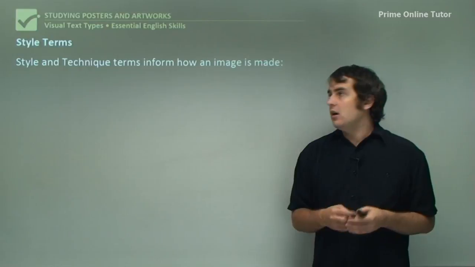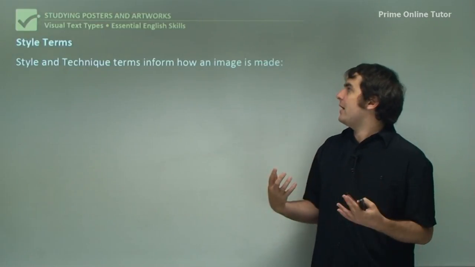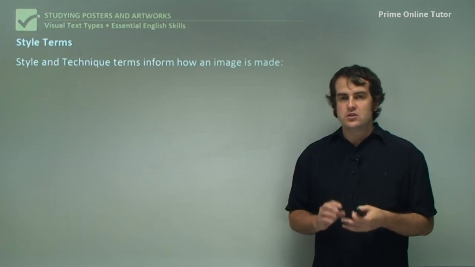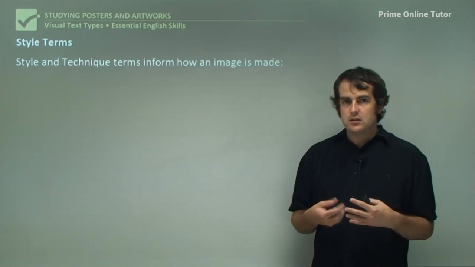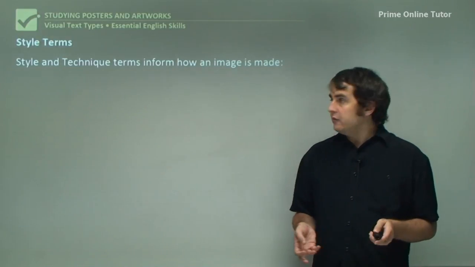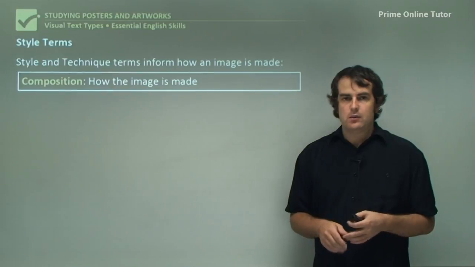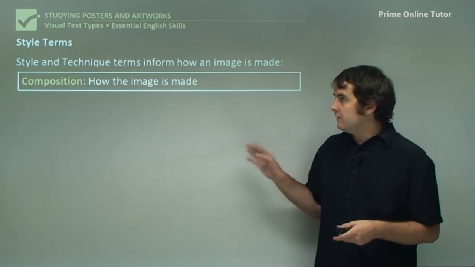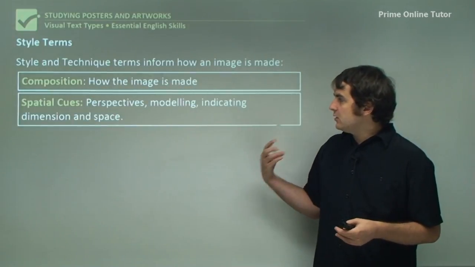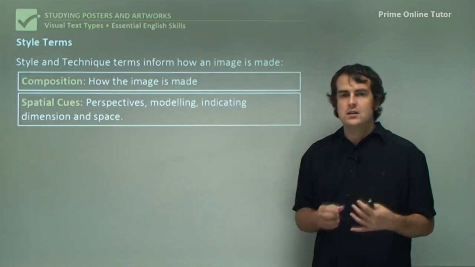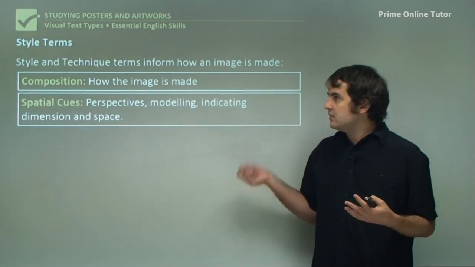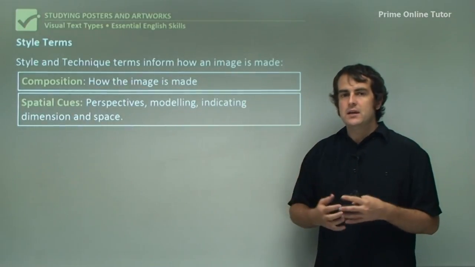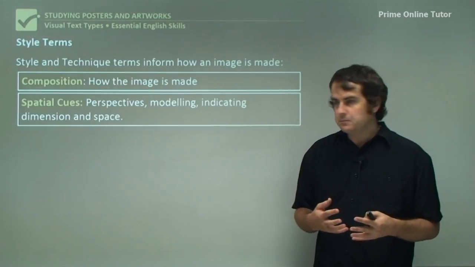Okay, let's move on to style terms. Style and technique terms basically inform how an image is made. It's about the image itself, how the artist has constructed it, how it's been made up, what it's made up of. So composition to start with, how it's made. It could simply be a drawing, it could be something digital, it could be anything like that. Spatial cues, so basically your perspectives, modeling, things that indicate dimension and space. This is a style and technique feature because it is often incorporated into the artwork rather than being something that's done after the artwork has been made.